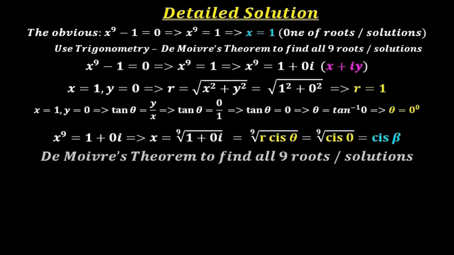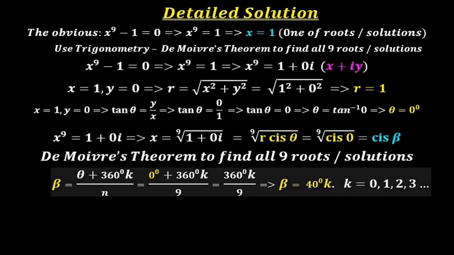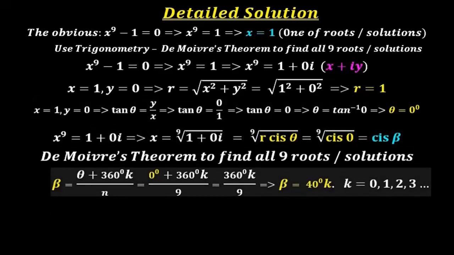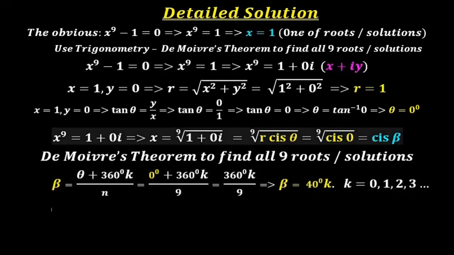So we're going to use De Moivre's theorem to find all 9 roots, that is, solutions. De Moivre's theorem says beta equals theta plus 360 degrees k over n, where theta we found is 0 degrees, plus 360 degrees k over n. n is the root, which is 9.